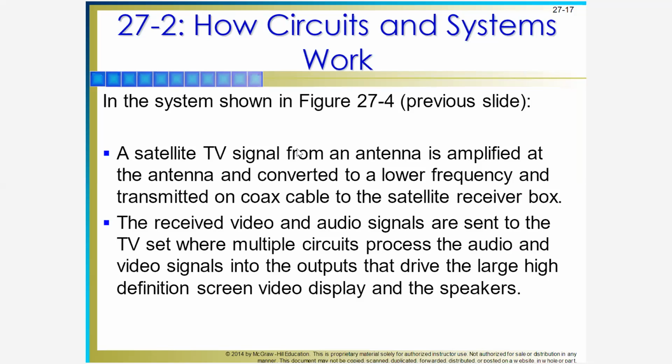The received video and audio signals are sent to the TV set where multiple circuits process the audio and video signal into the output that drives the large high-definition screen video display and the speaker. As you can see, this is an example of a system using a satellite TV signal. Okay? Coaxial cable is very important. It will be used as a medium between the TV signal and satellite receiver box.